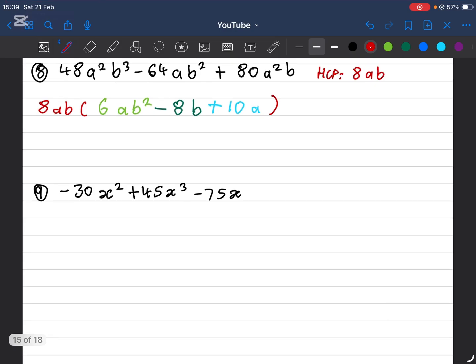Right. For the next one, our HCF is, as you're seeing, a negative in the front, so we put a negative 15x. So negative 15x. Now let's do our division. Negative 30 divided by negative 15. Negative divided by negative is positive. 30 divided by 15 is 2. X squared by x is x.